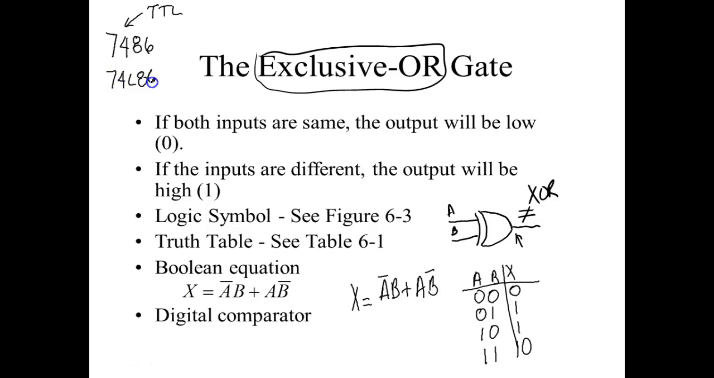74L86. Now this is still the same gate. It has the same truth table. It has the same equation. Y'all understand that? But what this tells us is these center designators are going to give us the speed and power characteristic of the chip. So we have different families of 7400. So a 74L86 would be a low power, low speed.